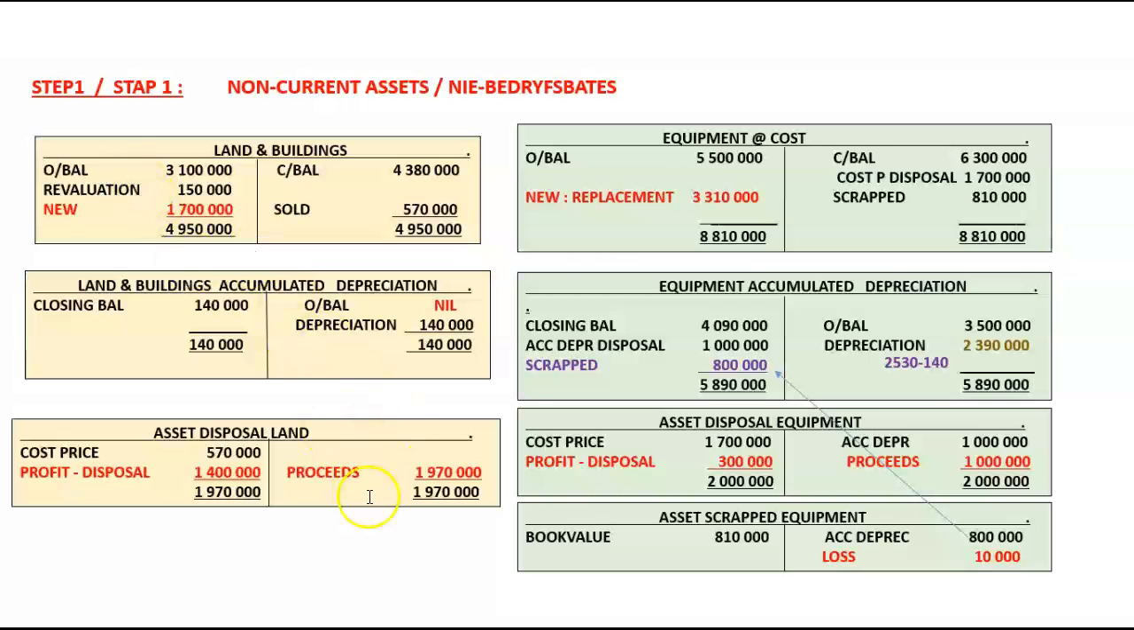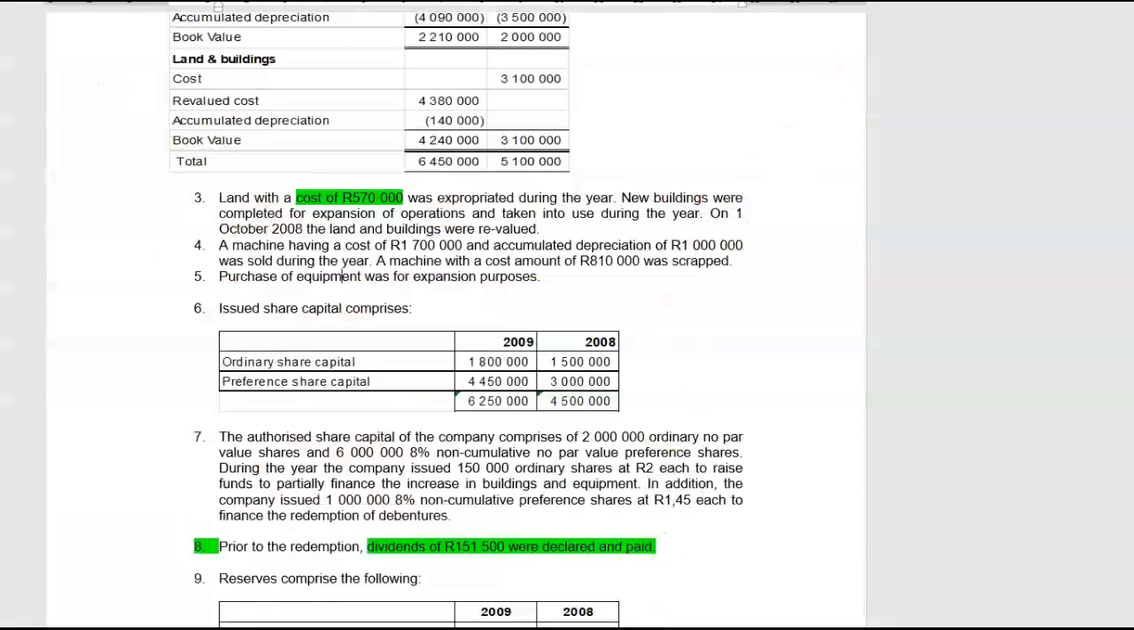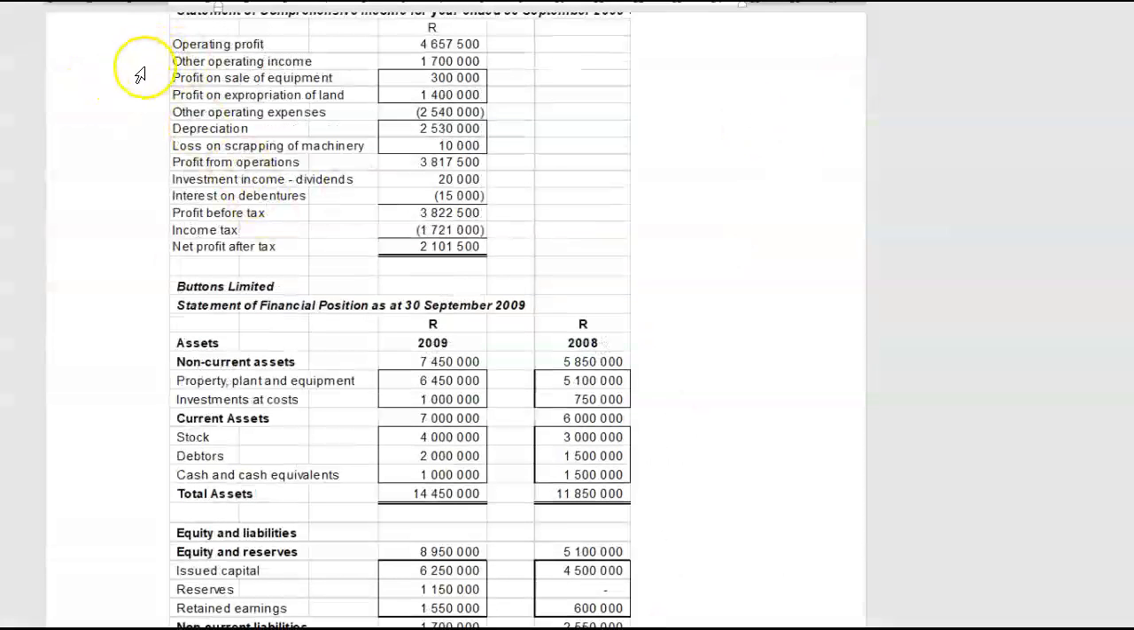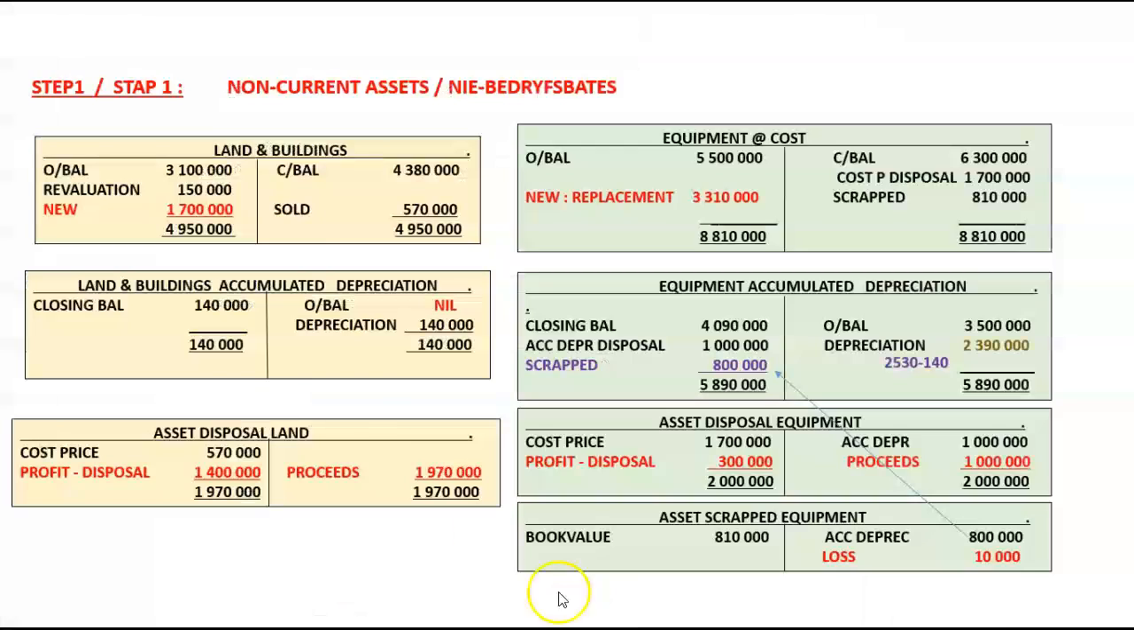There was no accumulated depreciation on that land. However, in our income statement, we've made a huge profit on the expropriation of land. We made a profit of 1.4 million rand on the expropriation of land. So in our land asset disposal account, we're going to recognize that 1.4 million profit that we made. Why? In order to arrive at the proceeds. Proceeds, 1,970,000.